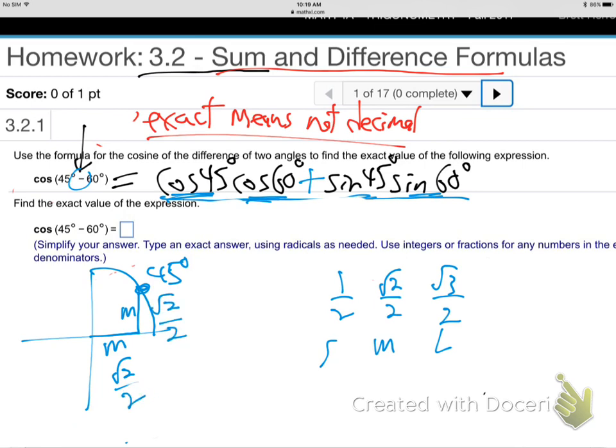And root 2 over 2. So that's the coordinate. Both sine and cosine are root 2 over 2, aren't they? They're the same, because it's medium, medium. So therefore, cosine of 45 is root 2 over 2. Sine 45 is root 2 over 2. They're the same.